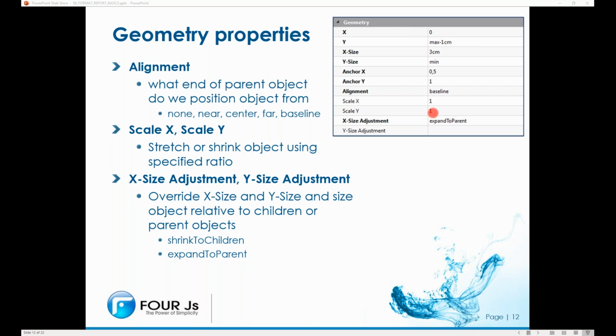Likewise, if you have a parent object, you can set it up to shrink to the children. So if I have 3 child objects underneath, I may have explicitly set, for example, the X size, but if my X size adjustment is to shrink to children, it's going to ignore that and shrink it down to the size of the children.